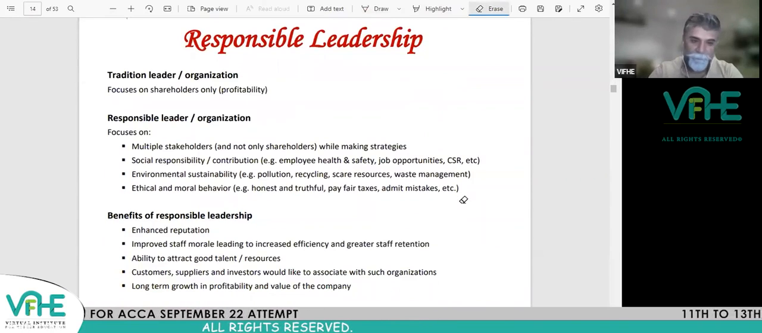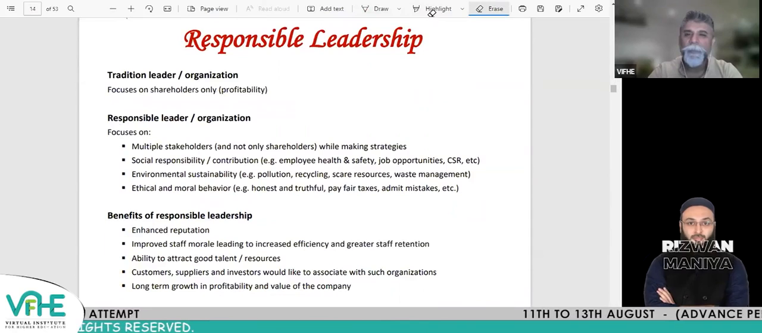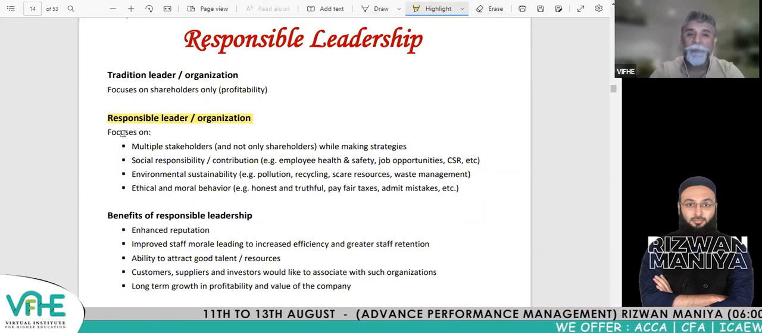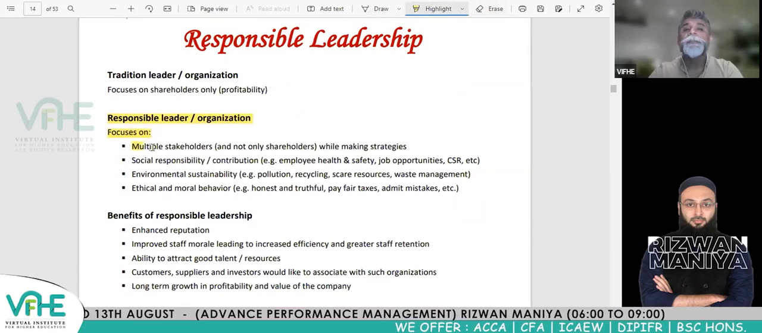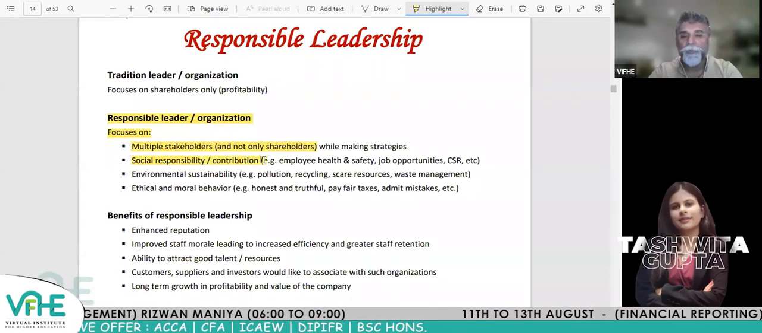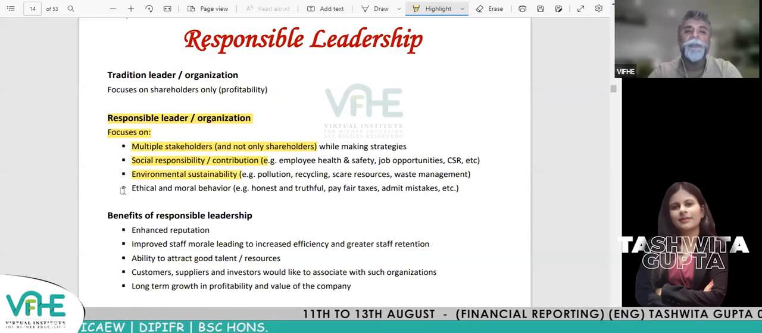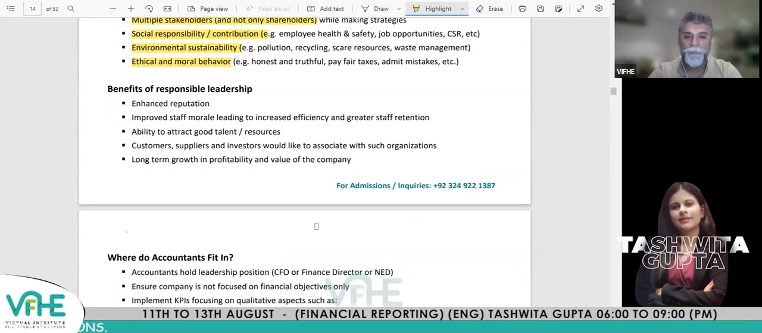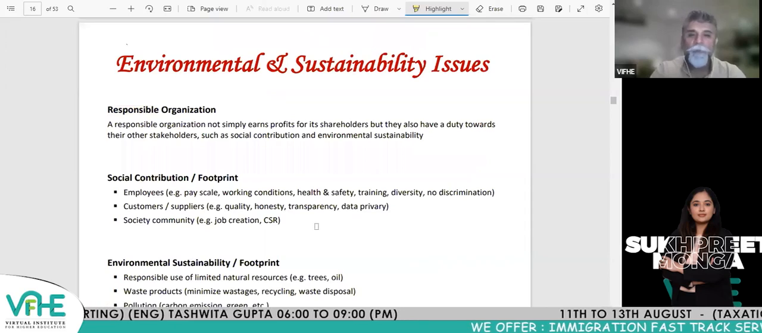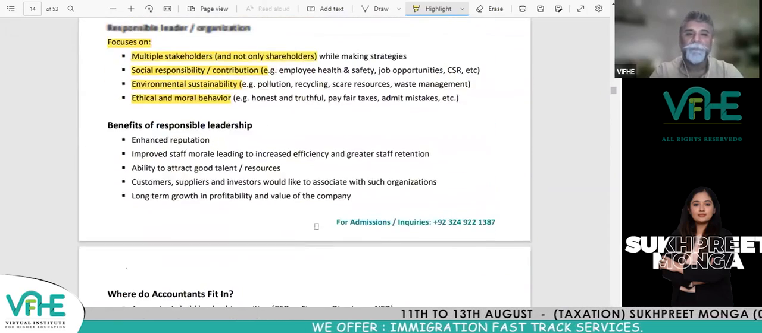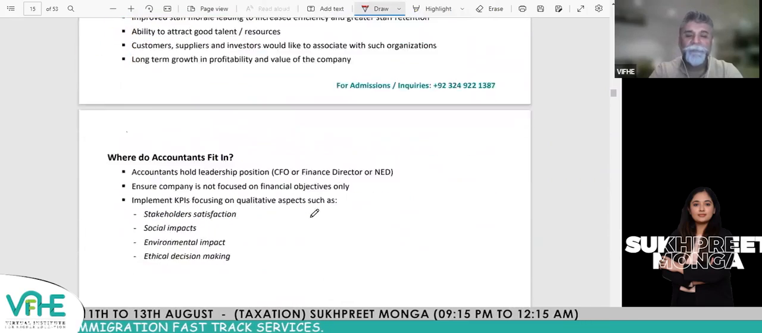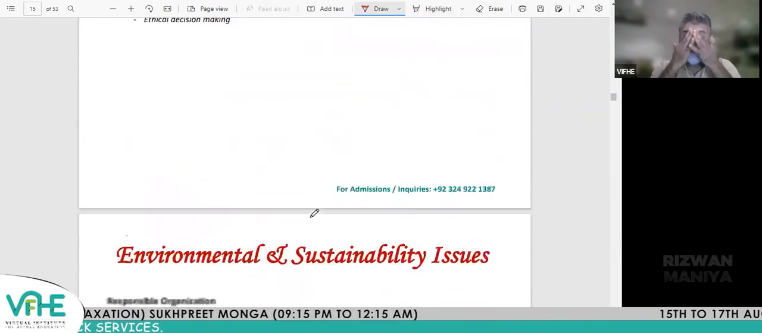So just to recap, what are the attributes of a responsible leader or a responsible organization? A responsible leader focuses on stakeholders and not just shareholders. They focus on social responsibility and contribution, environmental sustainability, and ethical and moral behaviors. All right. Now, today's article is an extension of environmental and sustainability issues. This attribute is covered in more detail in your second article, which I'm going to discuss right now.